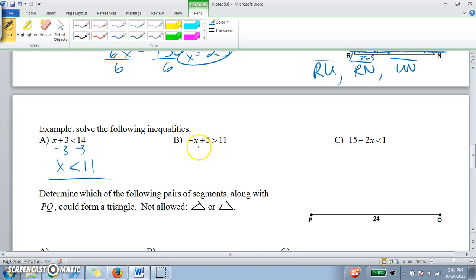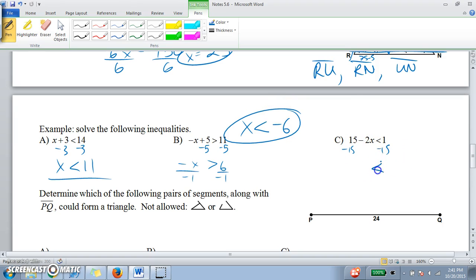Here, I would have to subtract 5. So 11 minus 5 is 6. Negative x is greater than 6. When I divide this by negative 1, I have to flip the inequality sign when I divide by a negative. So this becomes x is less than negative 6. Same thing here. When I subtract 15, 1 minus 15 is negative 14. But then I've got negative 2x here. So when I divide by that negative 2, that turns into x is greater than positive 7.